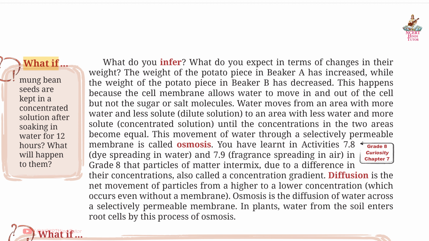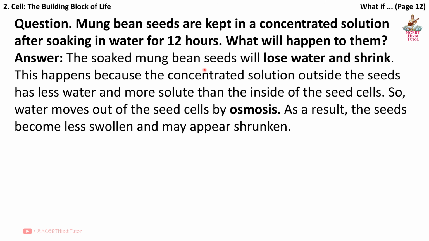What if, page 12. Mung bean seeds are kept in a concentrated solution after soaking in water for 12 hours. What will happen to them? Answer. The soaked mung bean seeds will lose water and shrink. This happens because the concentrated solution outside the seeds has less water and more solute than the inside of the seed cells. So, water moves out of the seed cells by osmosis. As a result, the seeds become less swollen and may appear shrunken.